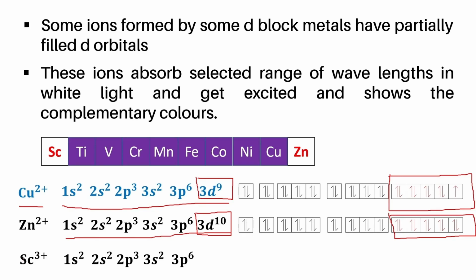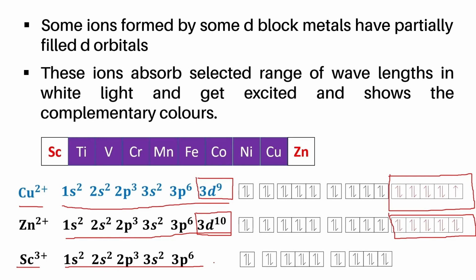Now scandium 3+ ions. This is the electronic configuration of scandium 3+ ions. You can clearly see that there are no d electrons here and there are no partially filled d orbitals. So scandium 3+ ions do not show colors in aqueous solutions. You can see the configuration in detail. There is no incompletely filled d orbital here.